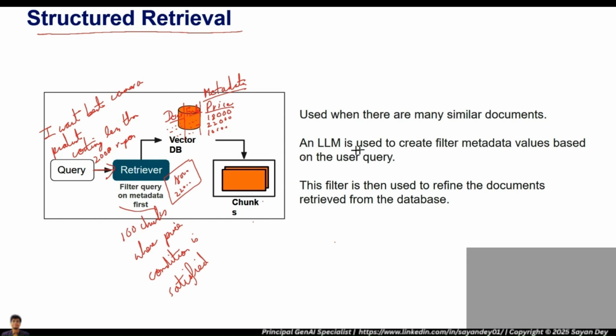So the LLM is used to create the filter metadata values based on the user query. Based on whatever the user is querying, you try to figure out what the metadata corresponds to. We have a price column. So is the user talking about price? Yes, the user is talking about price. So price 20,000. First you filter based on price less than 20,000. This filter is then used to refine the documents retrieved from the database. So now you don't have to search out of 1 million chunks to find which ones are the most relevant. Now you can only search the top 100 chunks. So it's a lot more efficient.